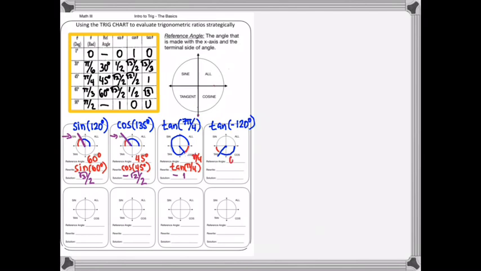So the reference angle is going to be 60, and we want to rewrite that as the tangent of 60 degrees. So that said, we know it's going to be positive because it's in the right quadrant. That's good. And we know that the tangent of 60 degrees, going over here to the table, is the square root of 3. And so therefore, the tangent of negative 120 degrees is the square root of 3.